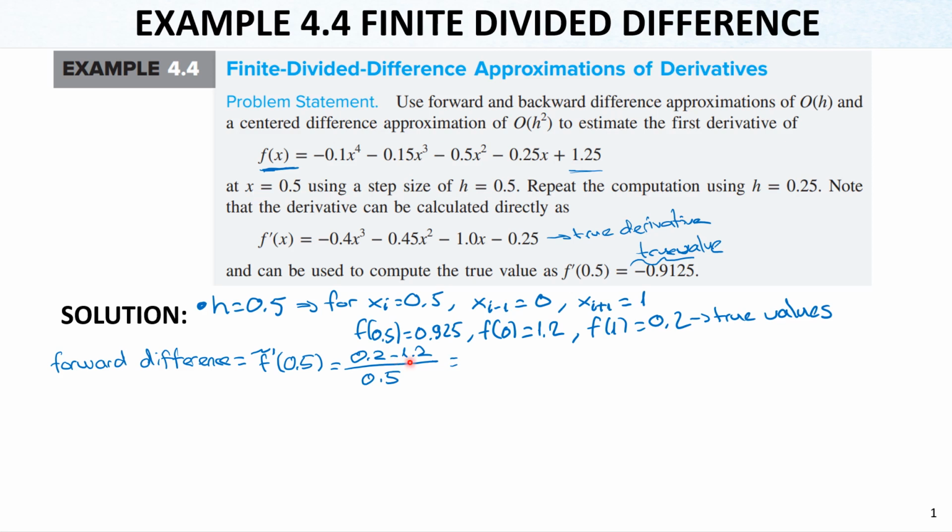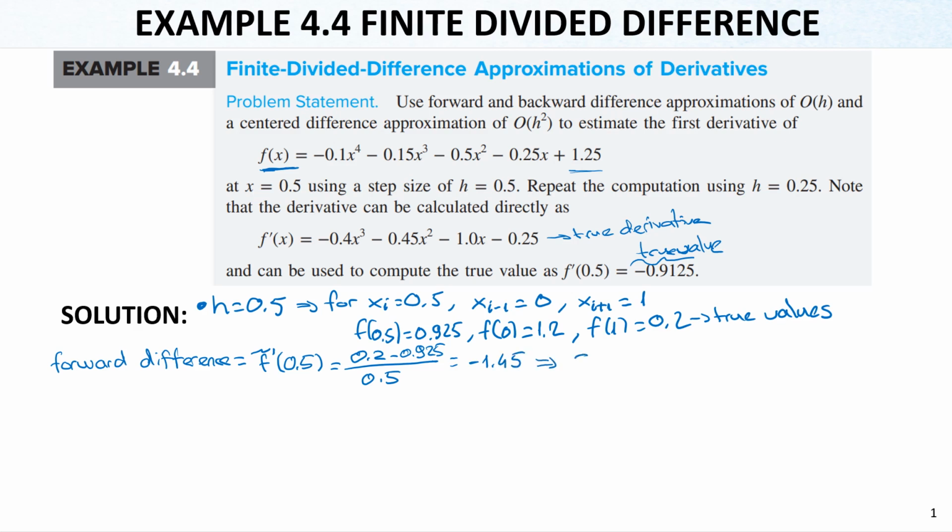actually here 1.2 is xi minus 1, so we have to be careful. We will subtract f xi from f xi plus 1, so the function value of 0.5, which is this one. So this is not 1.2, but this is 0.925, and the bottom part is h, so it is still the same. And for this, h is step size 0.5, and the result is minus 1.45.